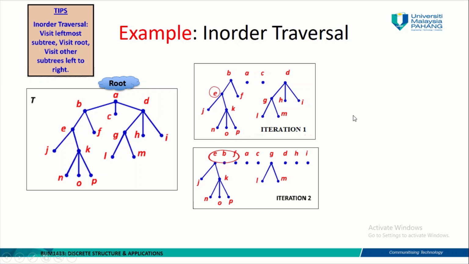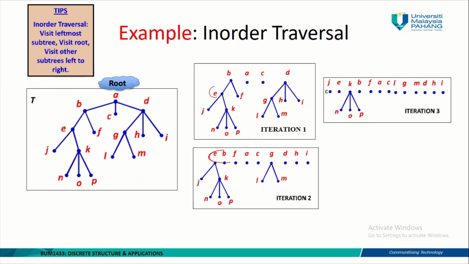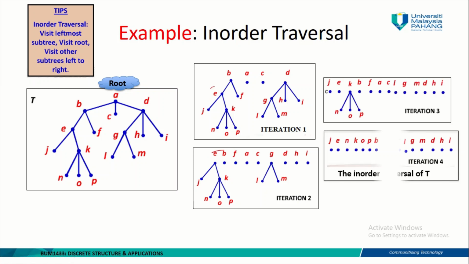Alright, for the next iteration, we continue the same steps until we get the whole in-order traversal of T. So the in-order traversal of T is J, E, N, K, O, P, B, F, A, C, L, G, M, D, H, I. So this is the final answer for the in-order traversal of T.